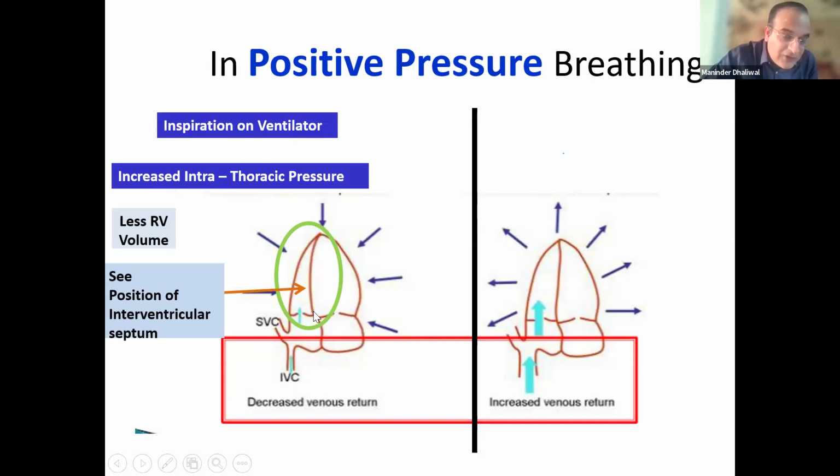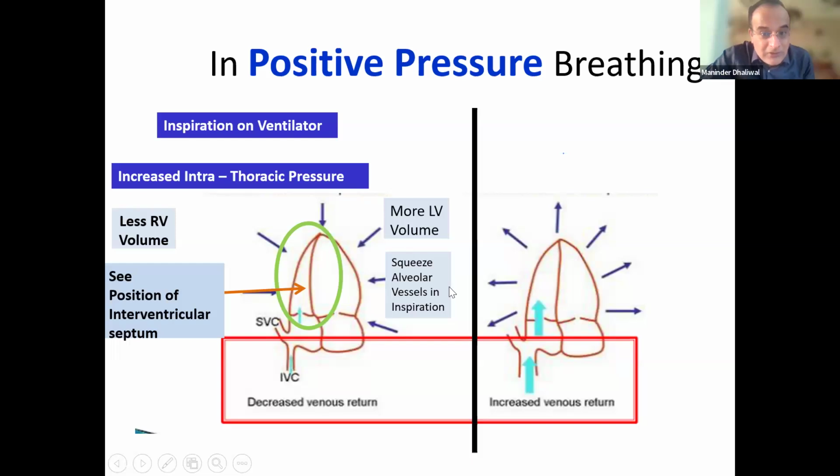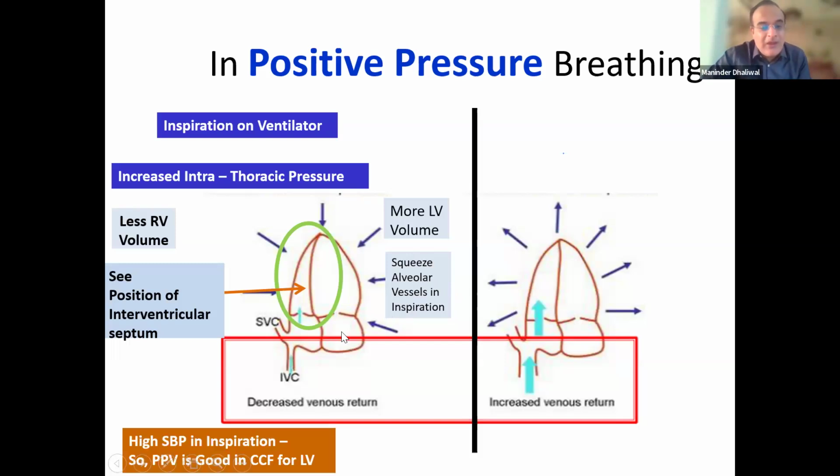Because the right ventricle is not getting sufficient flow, it is mostly collapsed, but there is more left ventricular volume. The PEEP is squeezing the blood from the alveolar vessels into the left atrium, and also the PEEP is squeezing the left ventricle to push the flow out of the left ventricle. So in the case of positive pressure breathing, there will be a high systolic blood pressure in inspiration.